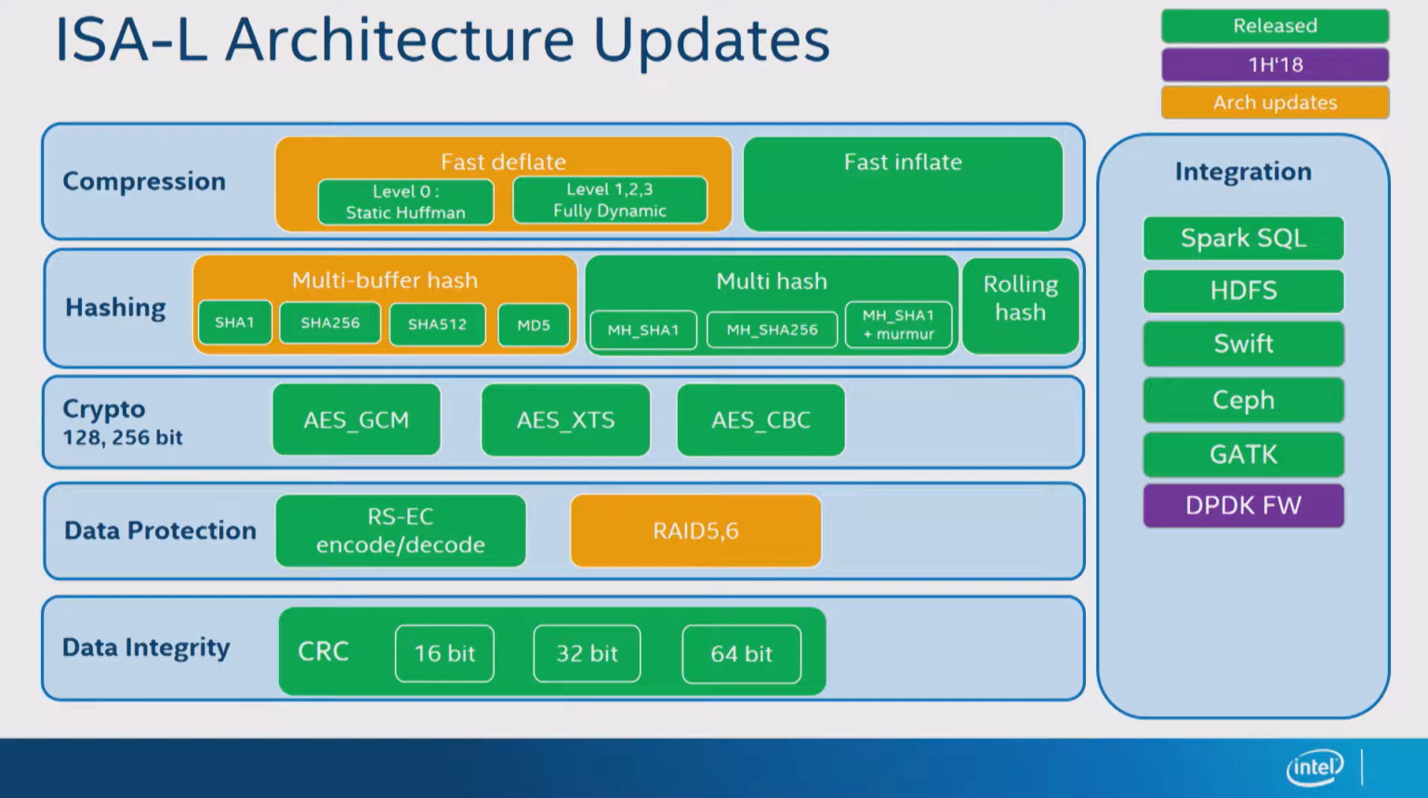Now I'm going to talk about what we have added into the library in the last year. From time to time we do architecture updates, and with Skylake, we added fast deflate compression improvements, and an AVX-512 version of RAID 5 and RAID 6, as well as improvements in multi-buffer hashing.